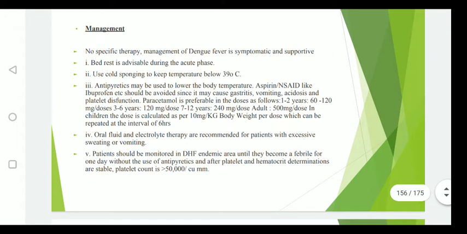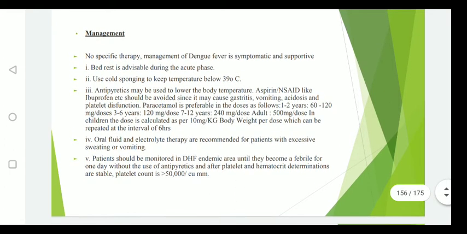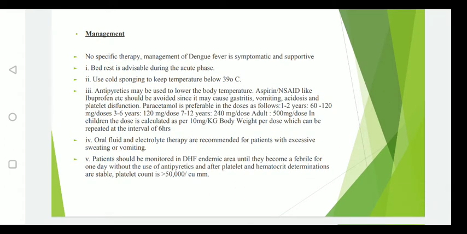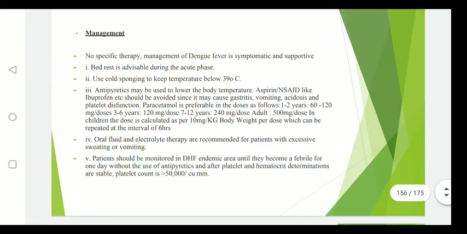Then we will see the management. Presently, first of all, there is no specific treatment for this disease condition. The management of dengue fever is symptomatic treatment or supportive therapy only, given as per the symptoms. First, if the person has fever, we will give an antipyretic. If the person has pain, we can give analgesics.